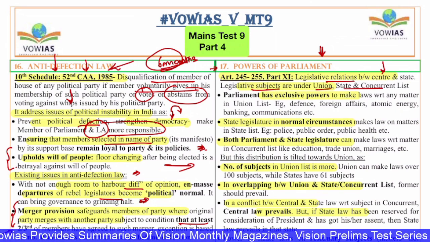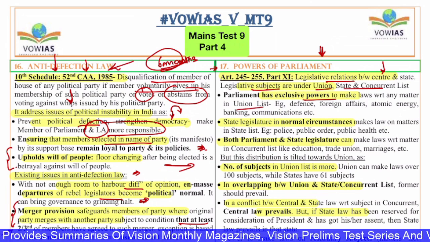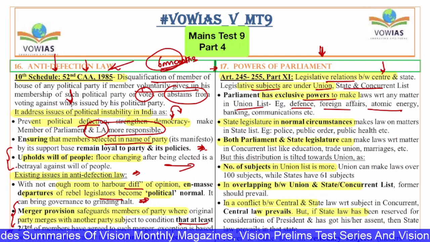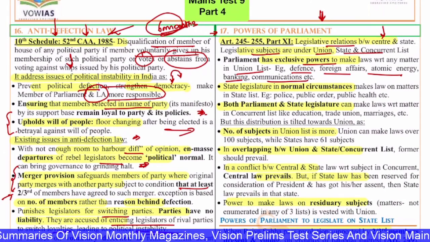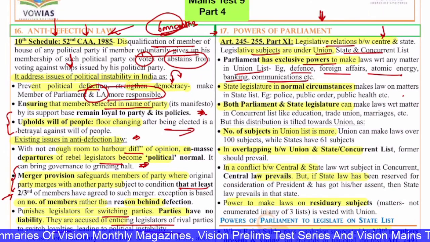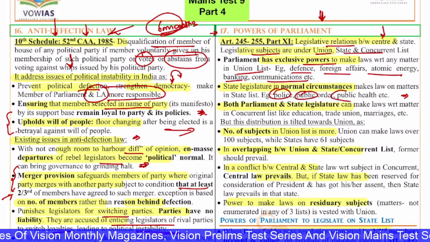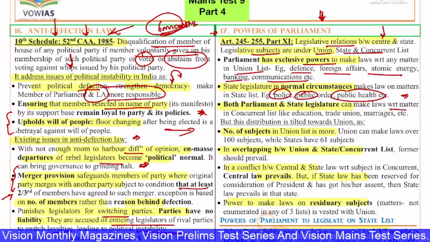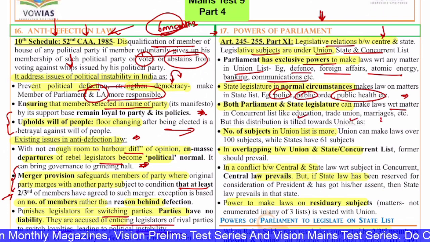The Parliament has exclusive power to make laws with respect to any matter in the union list. Examples: defense, foreign affairs, atomic energy, banking, communication, etc. The state legislature, in normal circumstances, makes laws on matters in the state list. Examples: police, public order, public health and so on. But both Parliament and the state legislature can make laws with respect to the matters in the concurrent list. For example, education, trade union, marriage, etc.